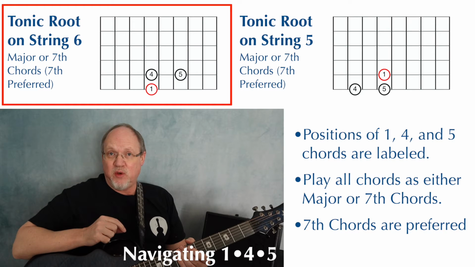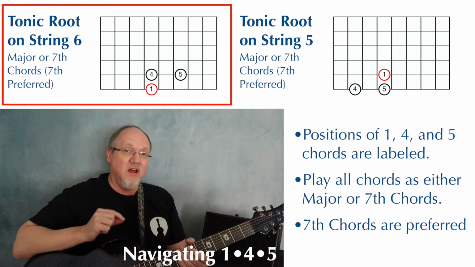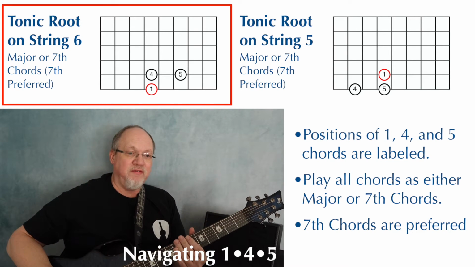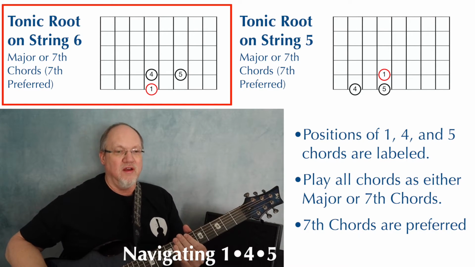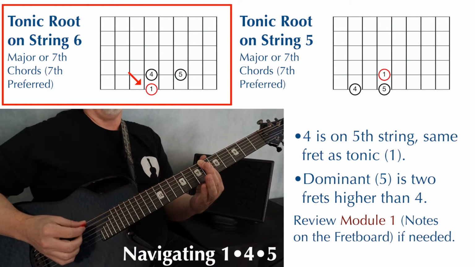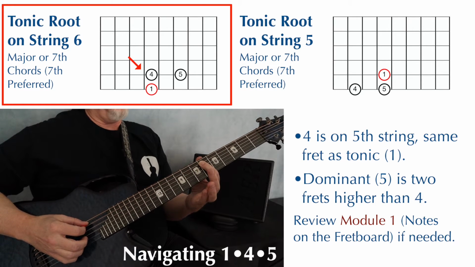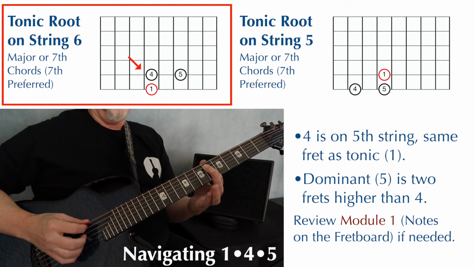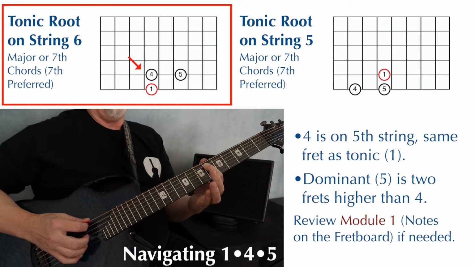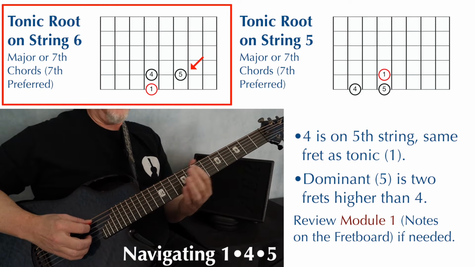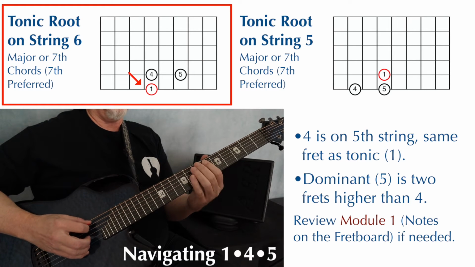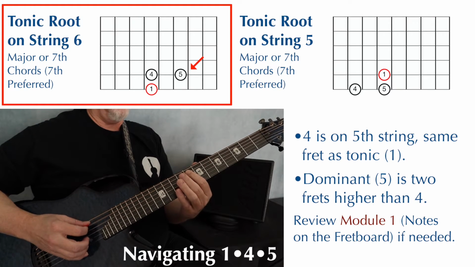Both the standard and the quick change blues progressions will include the 1, 4, and 5 chords. These diagrams show you how to find the 4 and 5 in relation to your 1 chord. So if the root of your 1 chord is on the 6th string, then the 4 chord root will be on the 5th string on the same fret. So 1, 4, and your 5 chord is going to be 2 frets to the right on the same string as your 4 chord. 1, 4, 5, and 1.